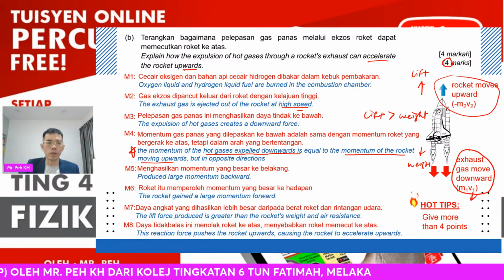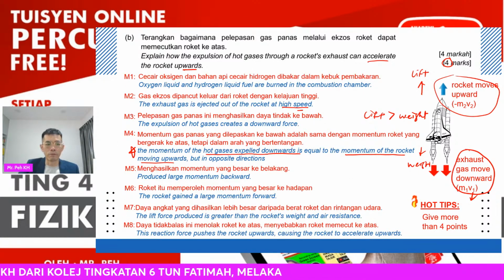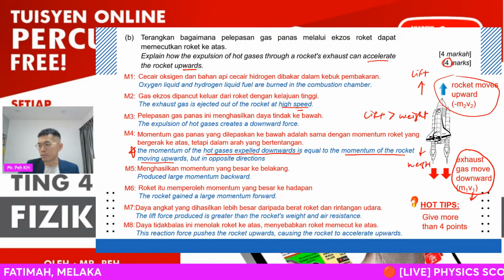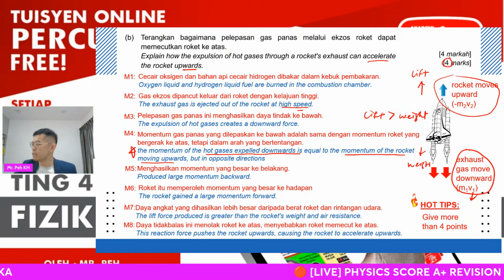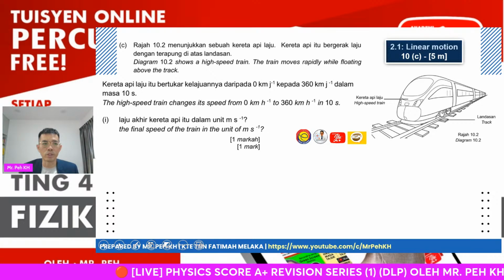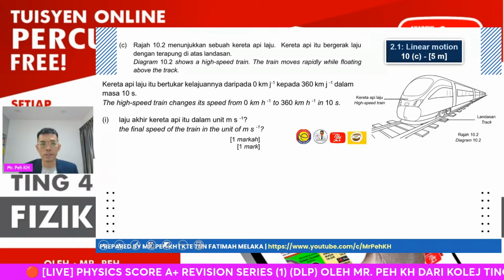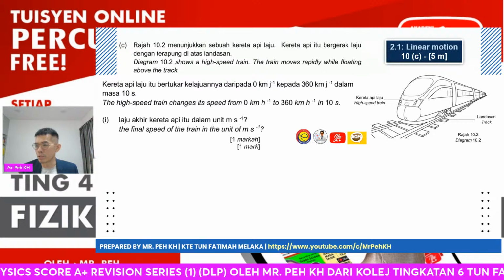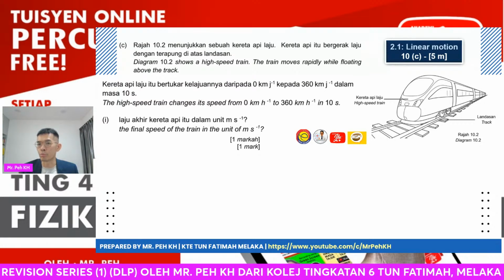Okay, so you can see here we have 8 reference scheme answers. The maximum here will be 4 marks also. Okay, so we go for the next question. So we go for question C. So this will be a 5 marks calculation question related to subtopic 2.1.